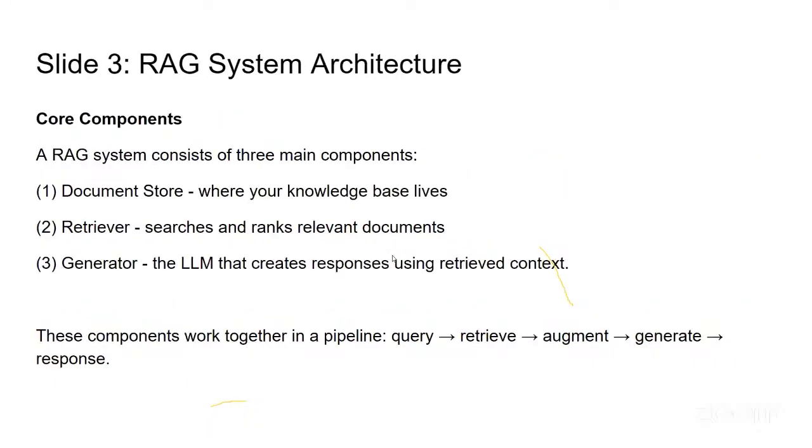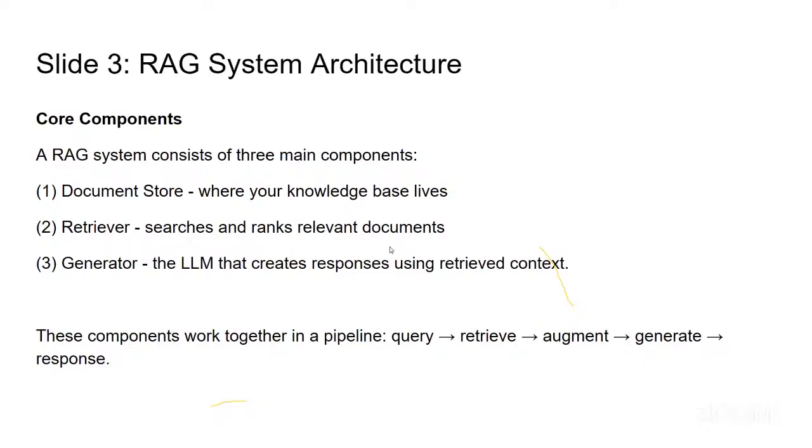Now, a typical system architecture consists of three parts. One is the document store, one is the retriever, and another one is the generator. The document store is where the knowledge resides, the retriever is what searches and ranks the relevant documents, and the generator is the LLM part of it. These components work together in a pipeline.